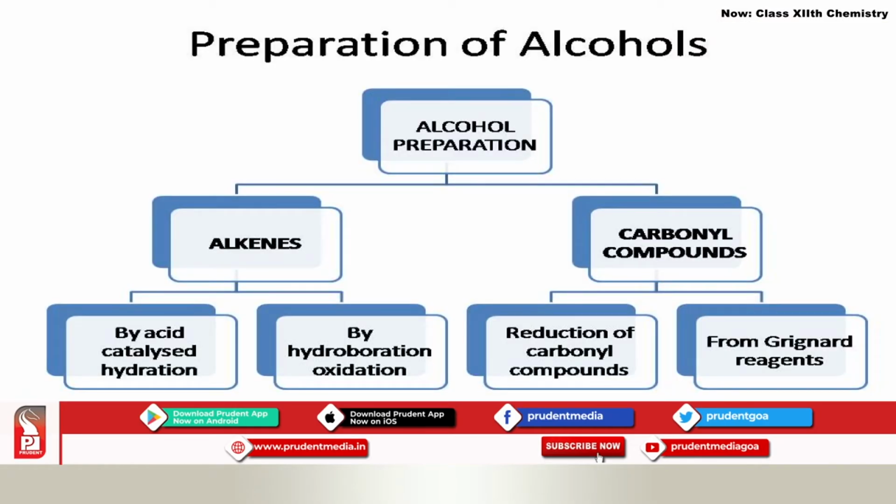Preparation of alcohols. Now alcohols can be prepared by many methods, but the starting materials that we have to take here are alkenes and carbonyl compounds. So these are the starting materials, and we shall see by how many different methods, taking alkene as a starting material, we can prepare alcohols, as well as taking carbonyl compounds as starting material how we can prepare our alcohols.